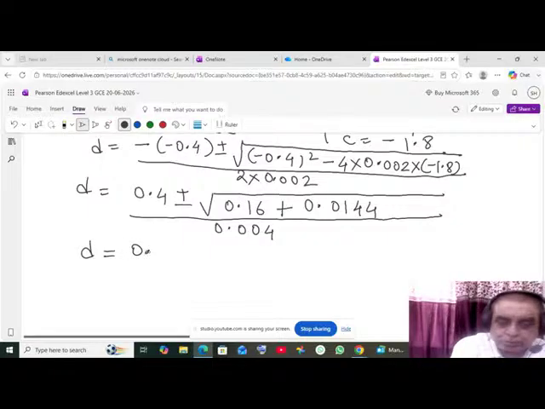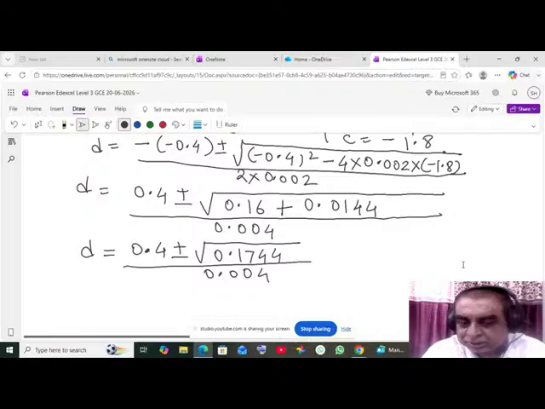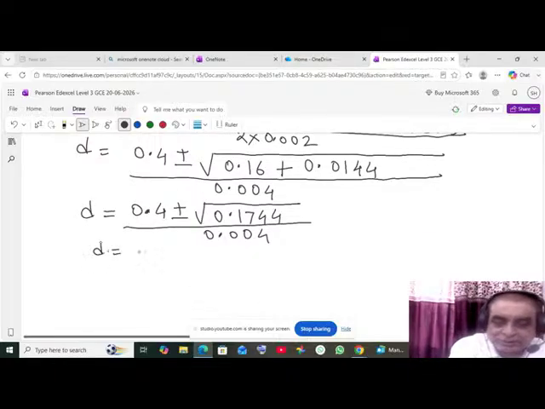So this is 0.4 plus and minus. You add up these two numbers. So let us add up: 0.0144 plus 0.16 comes to 0.1744, whole divided by 0.004. Now you find the value of this square root. So the D value is 0.4 plus and minus the square root of 0.1744.